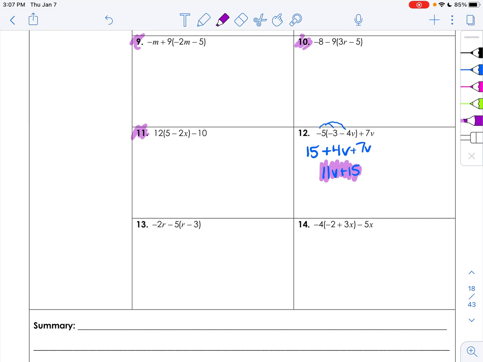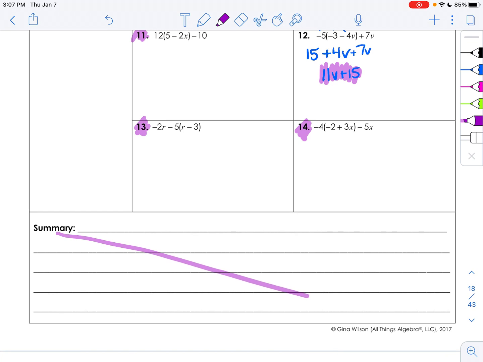Go ahead and highlight 13 and 14. And then at the bottom, you can mark out the summary.